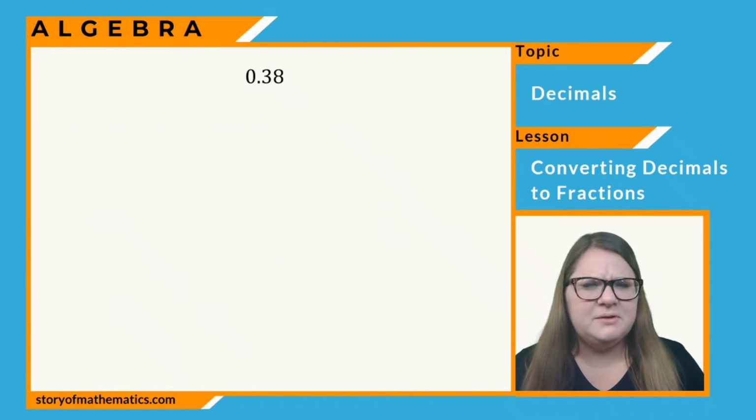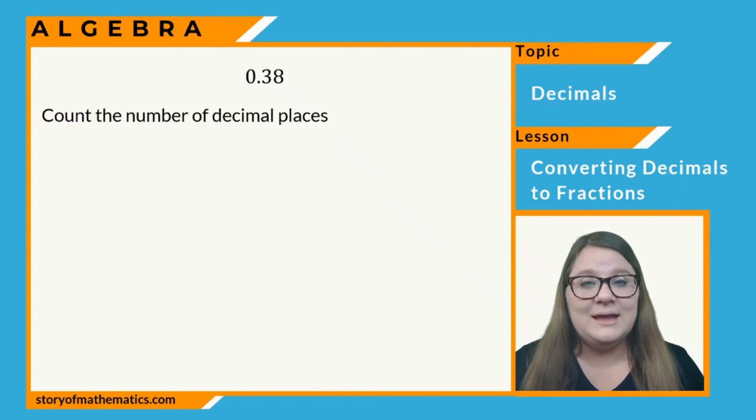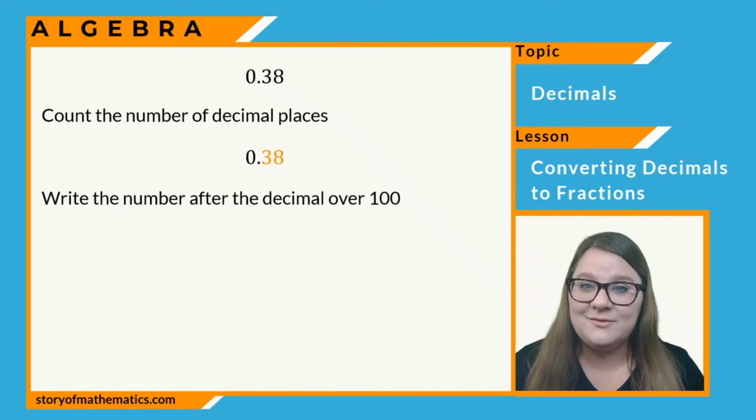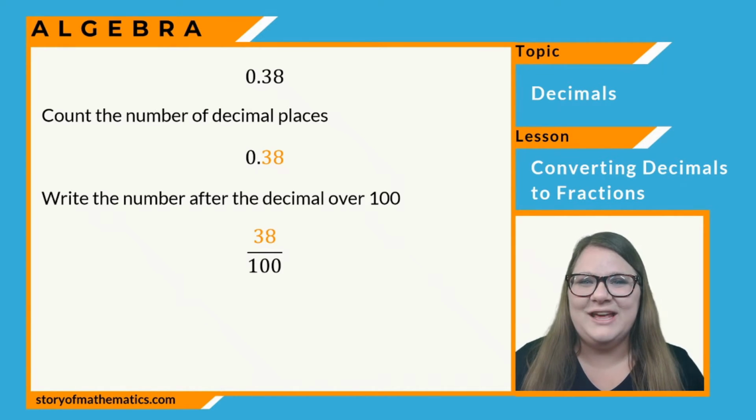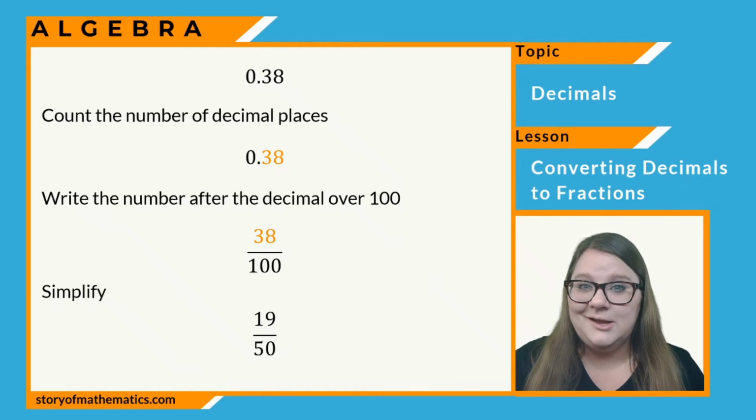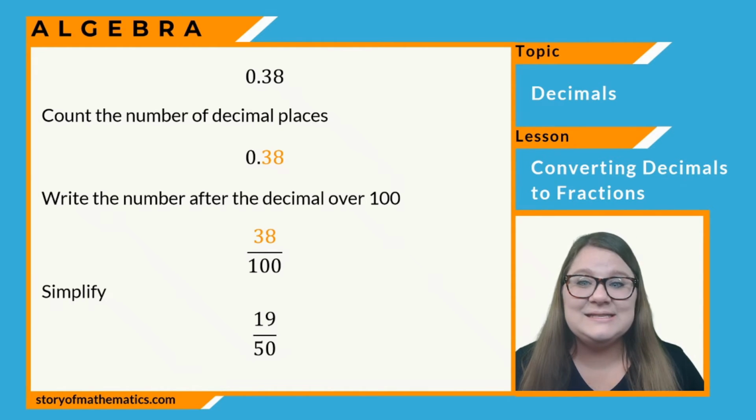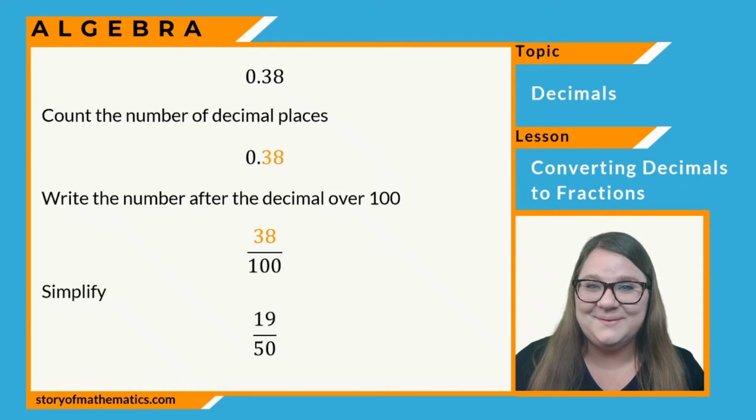What about 0.38? Well, when I count the number of decimal places, I get that there are 2 of them. That means I'm going to take the digits that come after the decimal and divide them by 100. So 38 over 100 is my new fraction. But I can indeed simplify that by dividing by 2 on top and bottom. Now, 38 divided by 2 is 19, and 100 divided by 2 is 50. So that means 0.38 is the same thing as 19 over 50.